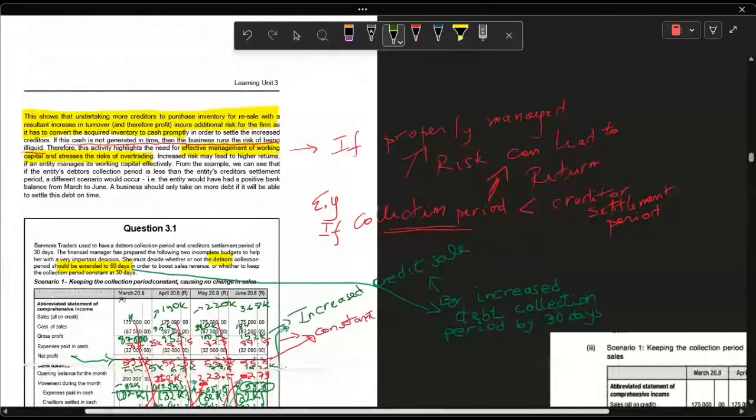So you need to manage your collection. Wonderful. You need to manage your periods, your collection period and your creditors' period. It's very important. If properly managed, the higher risk you take can lead to higher return. For example, if the collection period is greater than the creditor settlement period, that's the risk that you are taking. But it needs to be properly managed.